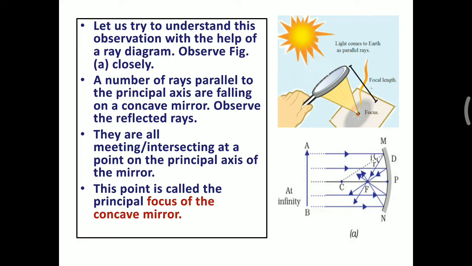A number of rays parallel to the principal axis are falling on a concave mirror. Observe the reflected rays. They are all meeting or intersecting at a point on the principal axis of the mirror. This point is called the principal focus of the concave mirror. Why am I saying principal focus? Because this focus lies on the line of the principal axis.